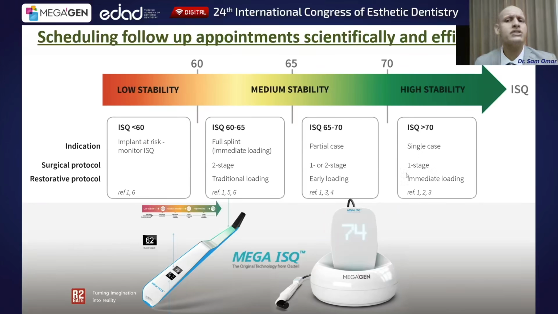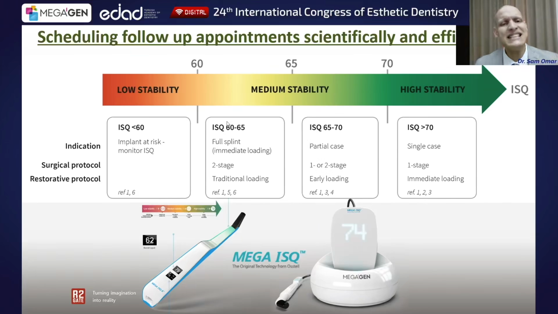Or if I have a posterior crown, I could do one stage, meaning that I can place the healing abutment on top of the implant immediately. If I get 65 to 70, if I have a partial case, I could do immediate loading. If I have a single restoration, I could do 1 or 2 stage and I could do what we call early loading. So basically, I could place the healing abutment on top of the implant and I could load early. I could load from 4 to 6 weeks.